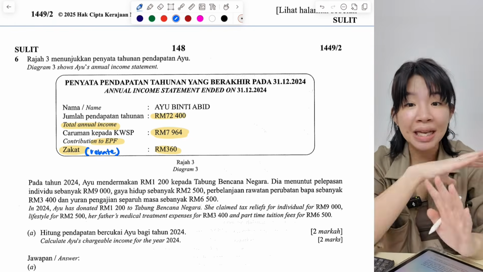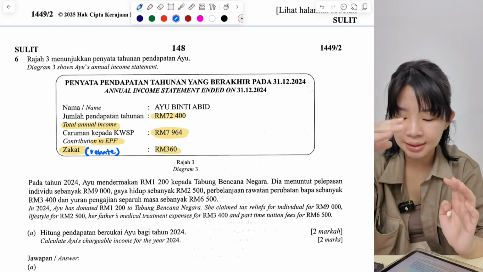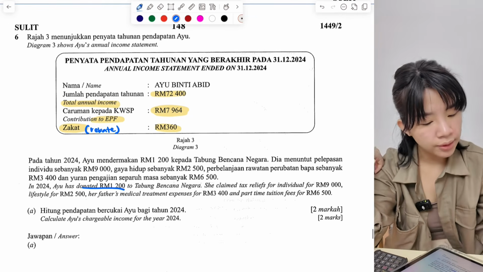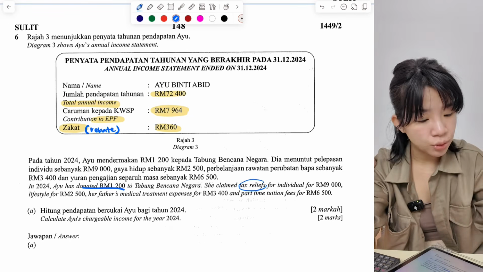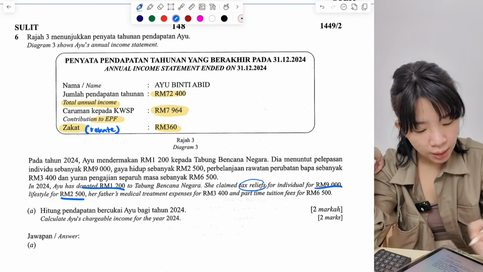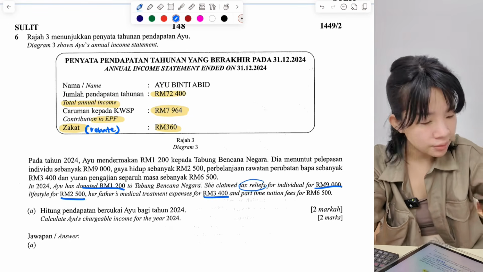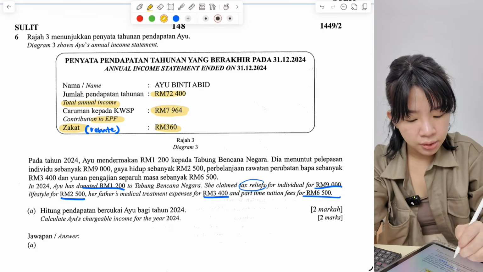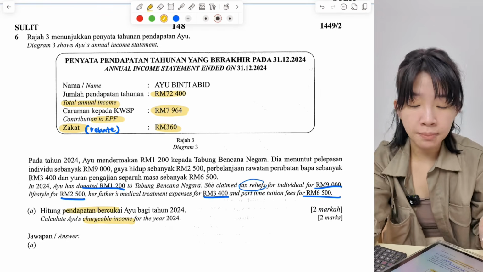Rebate, you minus last. Remember, last only. Okay, so now, in 2024, IU has donated 1,200. Tax relief, pelepasan cukai, we have 9,000. Lifestyle, 2,500. Medical treatment, 3,400. Tuition fee, 6,500. Okay, calculate IU's chargeable income, pendapatan bercukai.